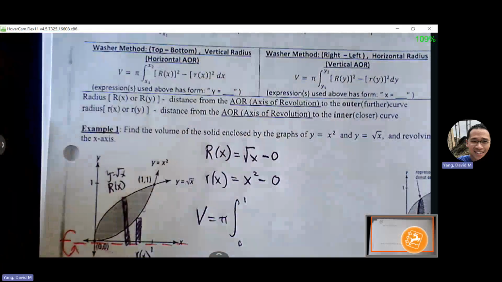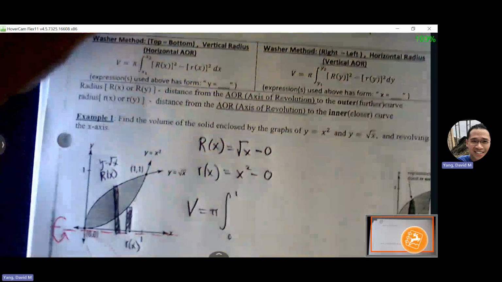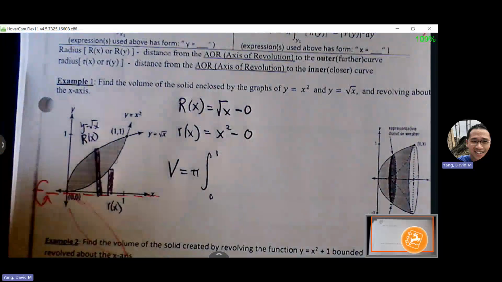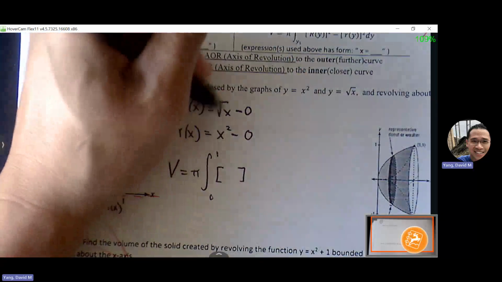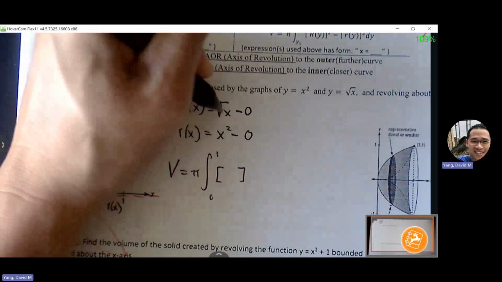Okay. From 0 to 1, everything's in terms of x. Bounds are in terms of x, and expressions are in terms of x. We have to square your big R and little r separately. Do not subtract first and then square once. You got to square these separately.